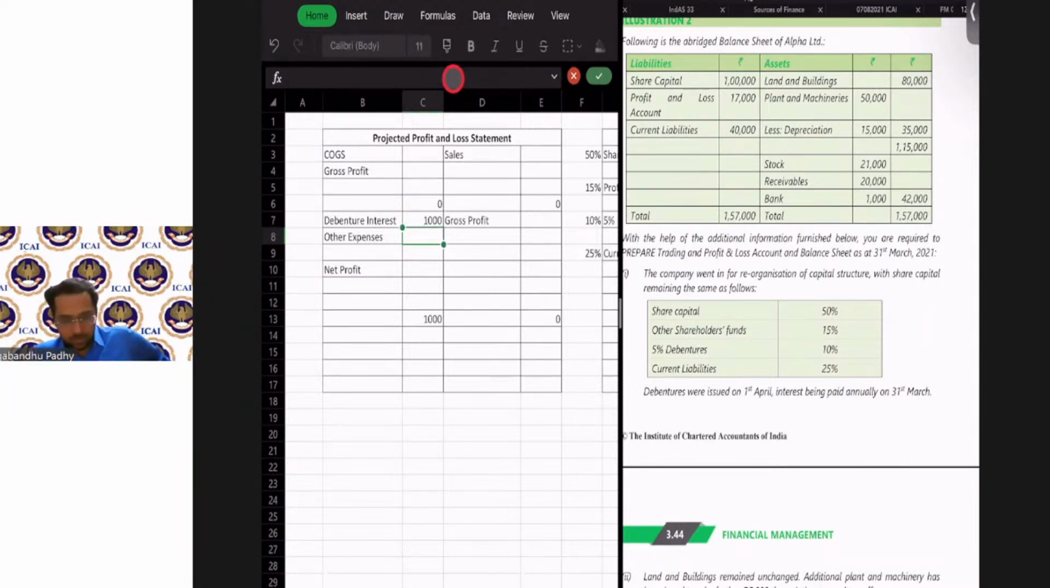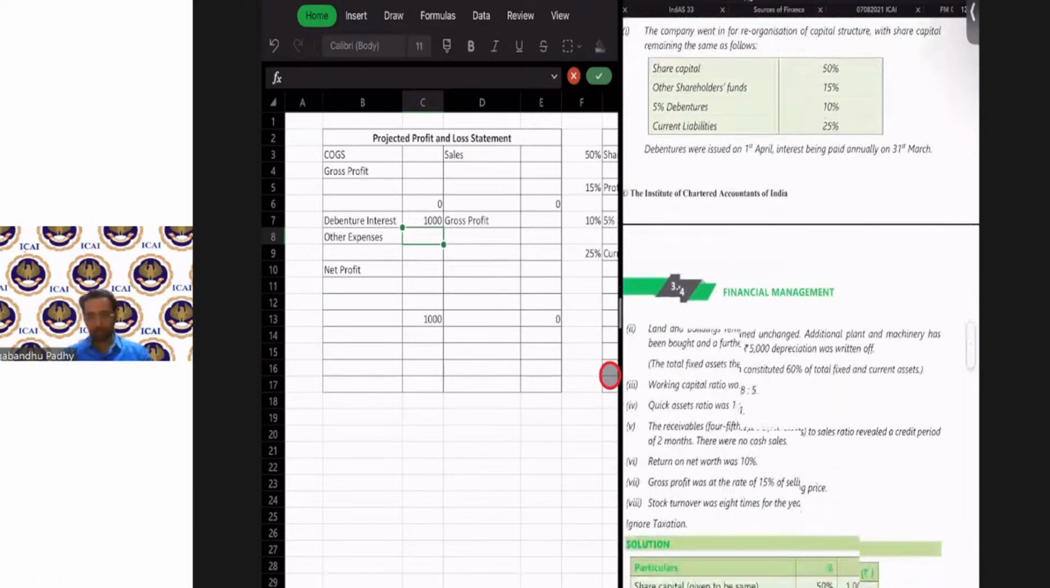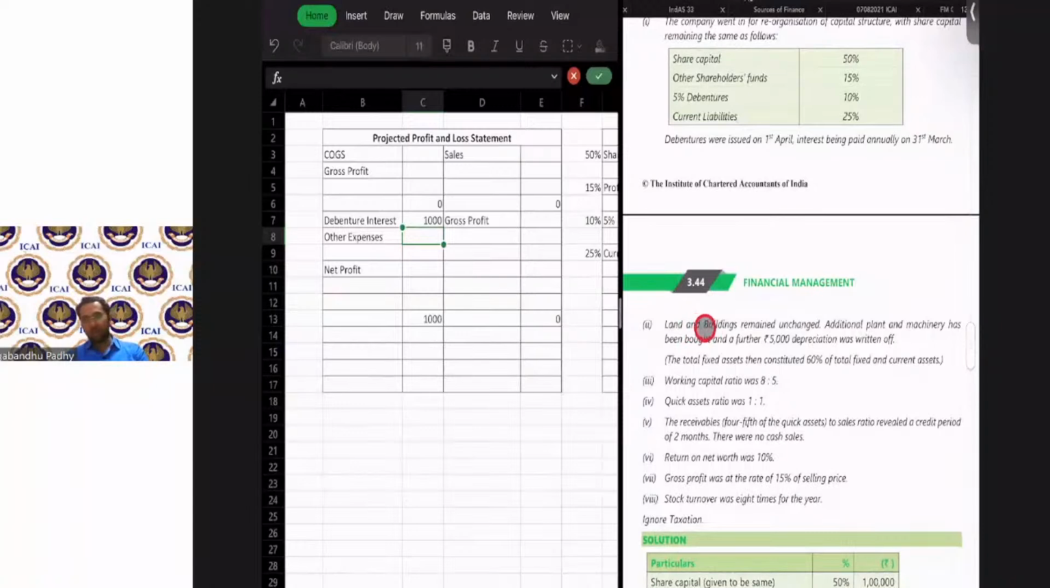20,000 into 5%. So 1,000 will be the debenture. Okay. Then look at this. Land and building remain unchanged. So land and building remain unchanged.